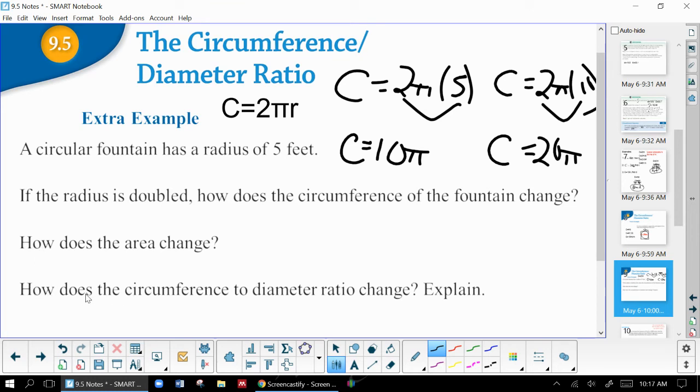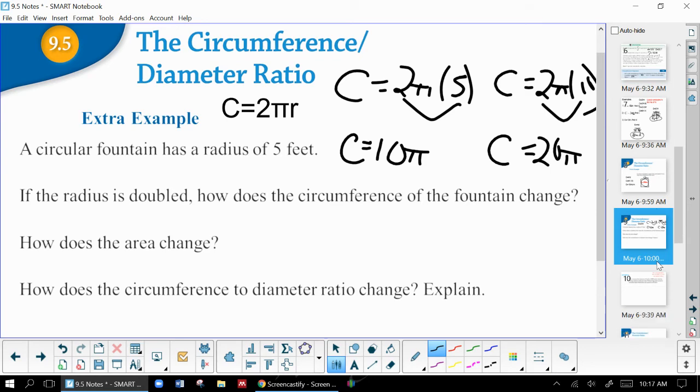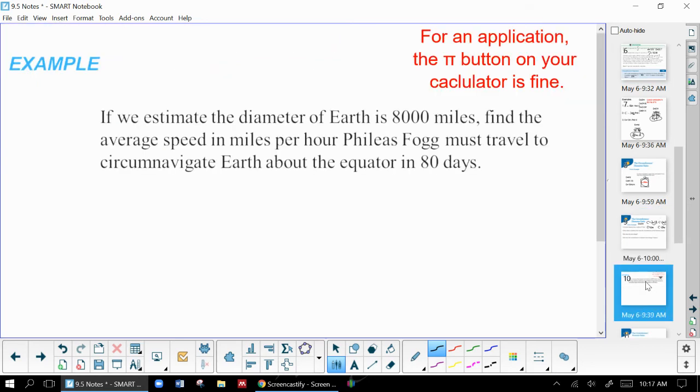So the question is, how does the circumference to diameter ratio change? And the answer is it does not at all. As we saw, it doesn't matter what size circle you measure, it's always the same. So our final question here is a little bit more involved. If we estimate the diameter of the Earth as 8,000 miles, find the average speed in miles per hour Phileas Fogg must travel to circumnavigate the equator in 80 days. So we've got some work to do here.